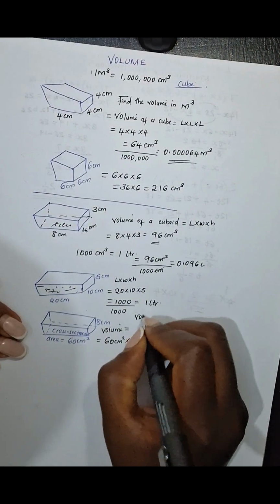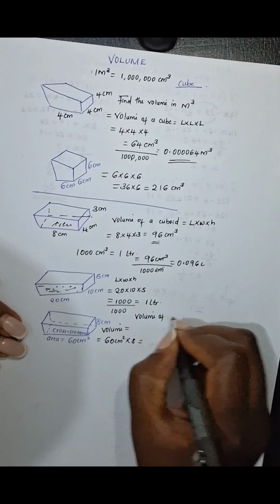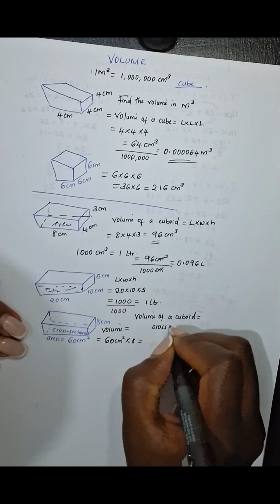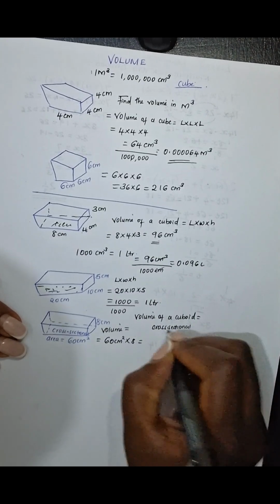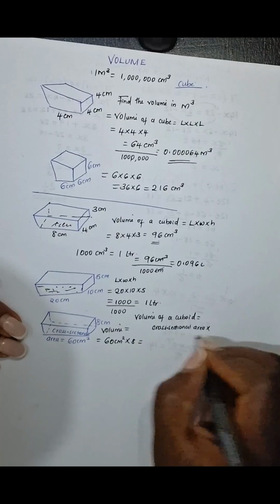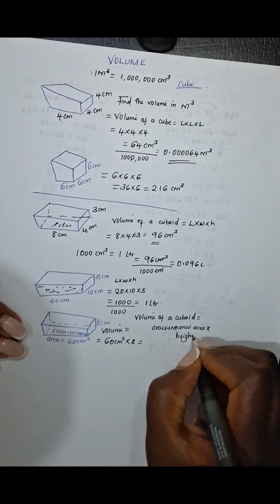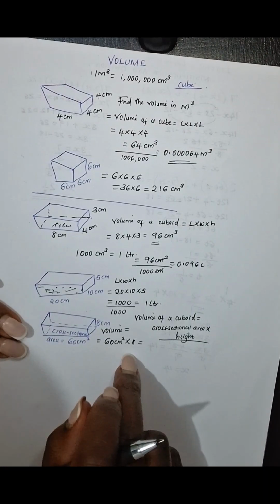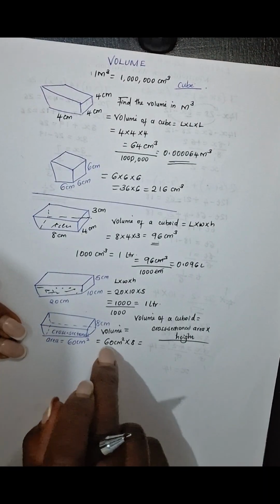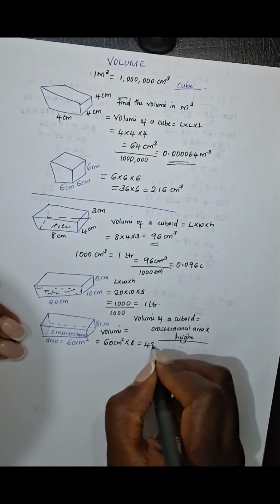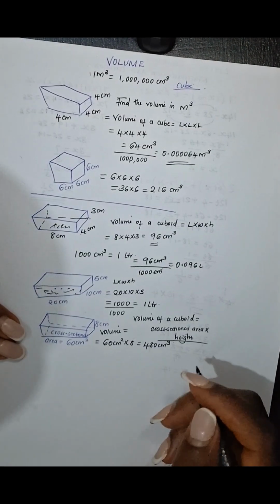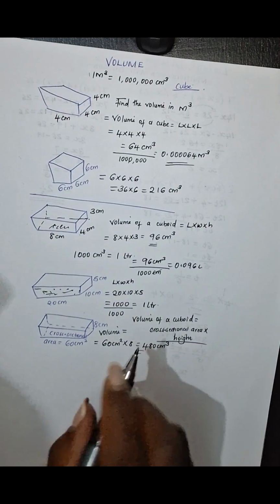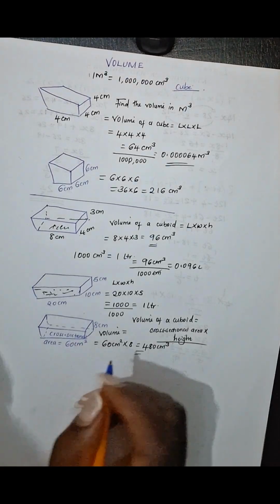Because you can also write the volume of a cuboid as cross-sectional area multiplied by height. Okay? So the moment you take this and you multiply by this, you're very right. So 60 times 8, you get 480 centimeters cubic. This is another way you can easily calculate the volume, especially if you're given the cross-sectional area.